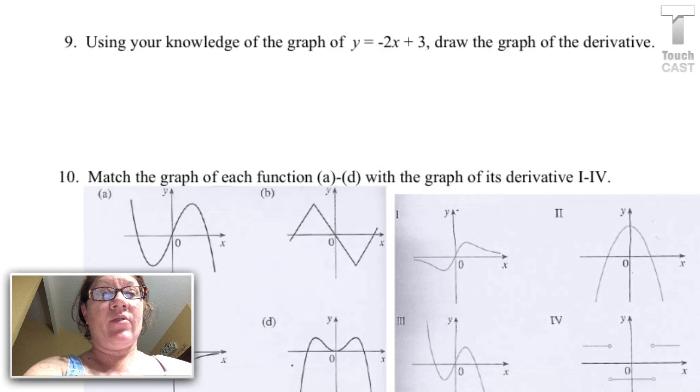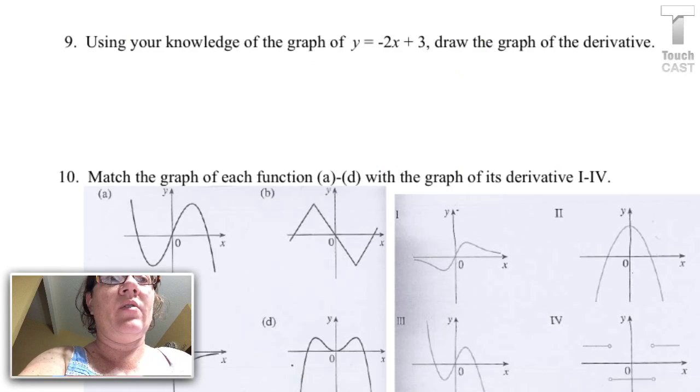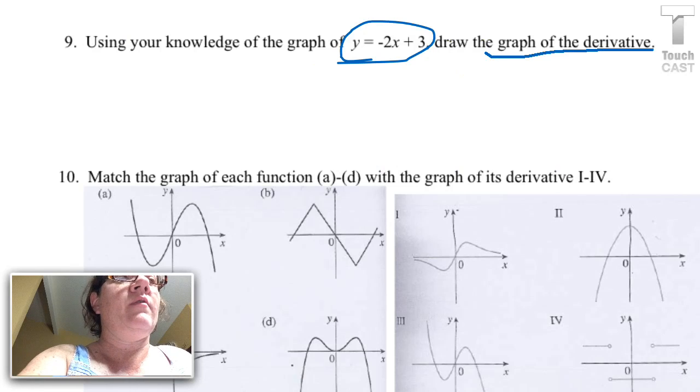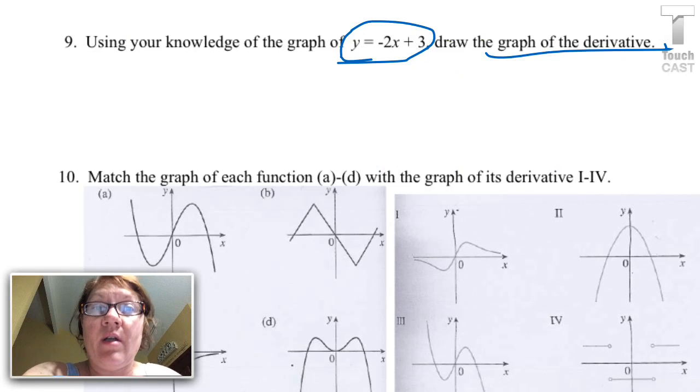So this next one is a bit tricky, isn't it? So I'm supposed to use my knowledge of the graph of, what is this? That's right, it's a line. I'm supposed to draw the graph of the derivative, but the derivative is nothing more than the slope. What's the slope? Oh, the slope is 2.